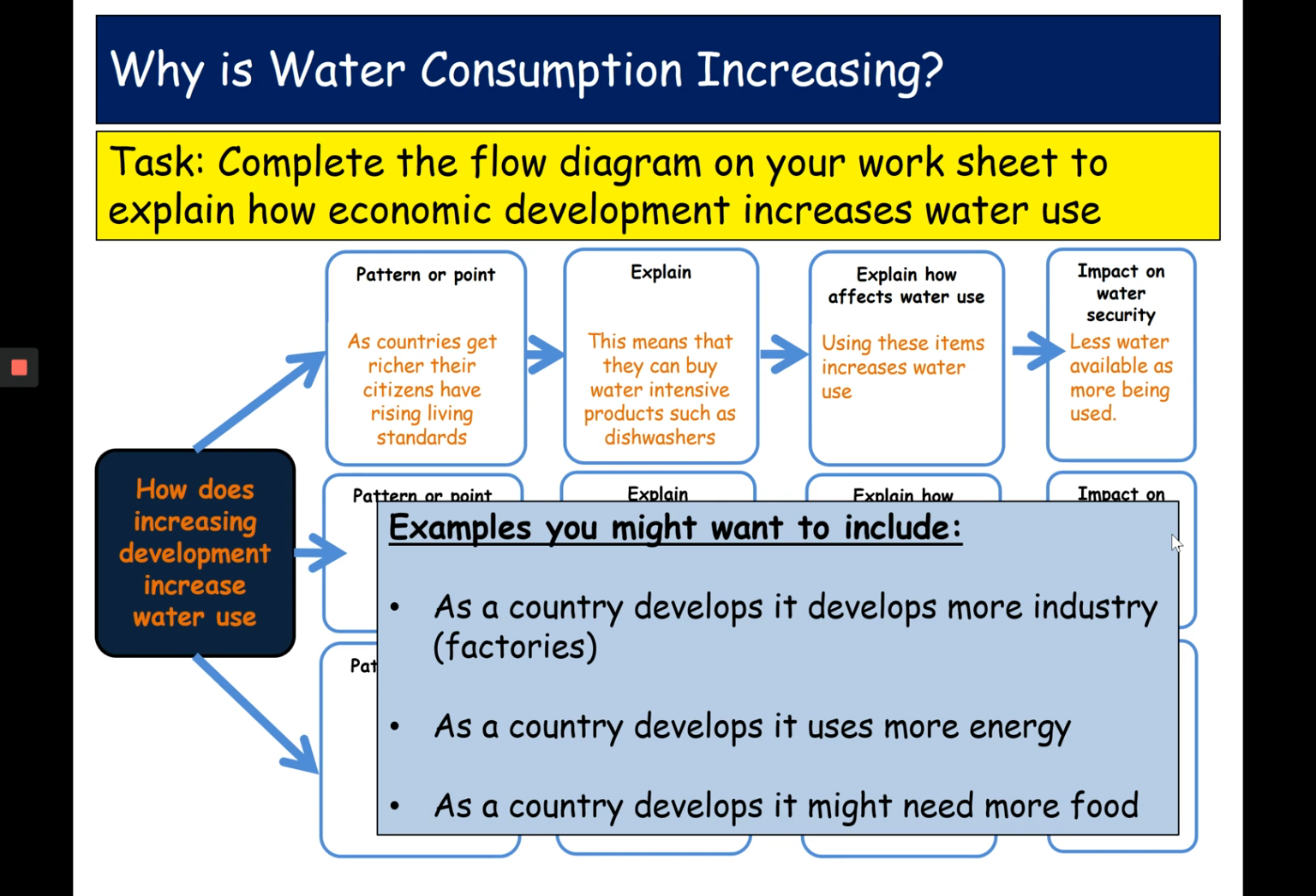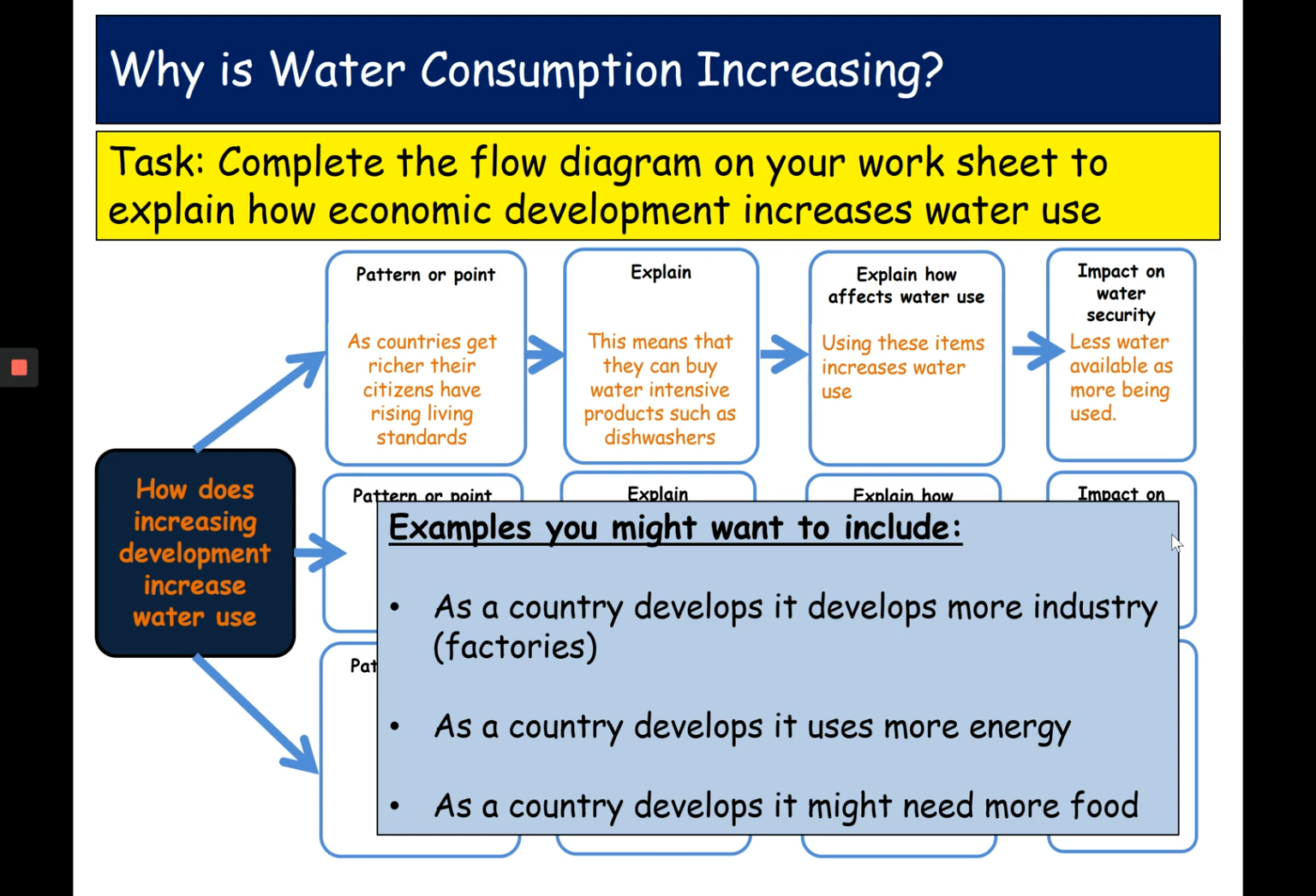As a country develops, it develops more industry. So low-income countries, primarily people work in farming, in agriculture. And as a country develops, factories start to be built and they start to produce products rather than just raw materials from farms and from the ground. Well, if you think about that, factories then use water either for cooling machinery or in the production of their products. And so you could use that as an example to fill in your flow diagram.